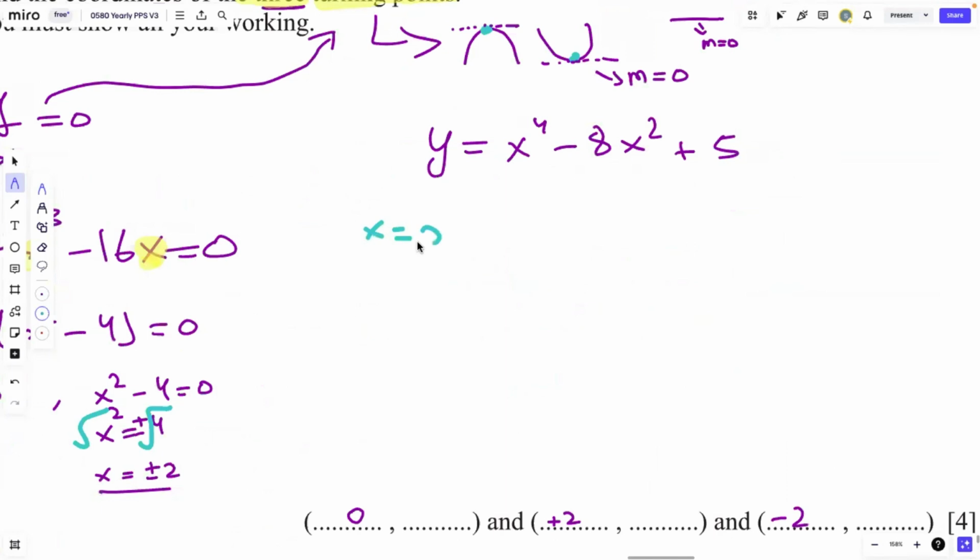So for x equals 0, we're getting y equals 0 to the power 4 minus 8 times 0 to the power 2 plus 5. So that's coming out to be plus 5.